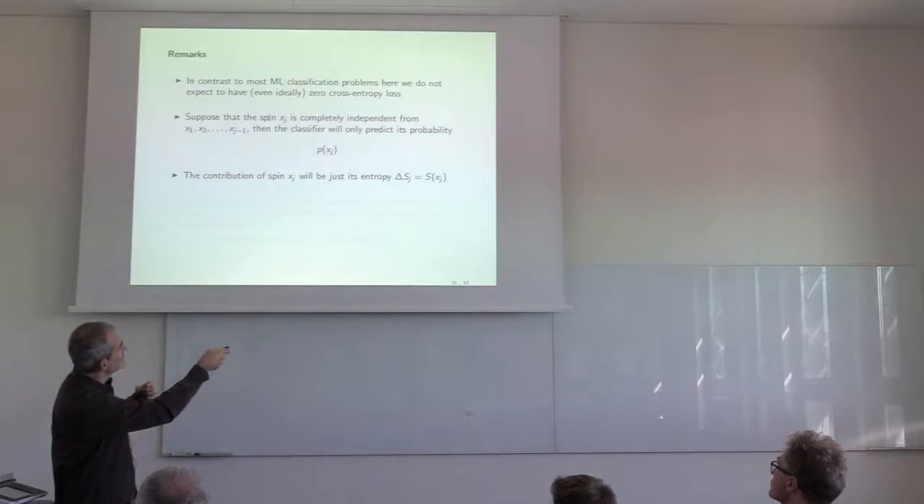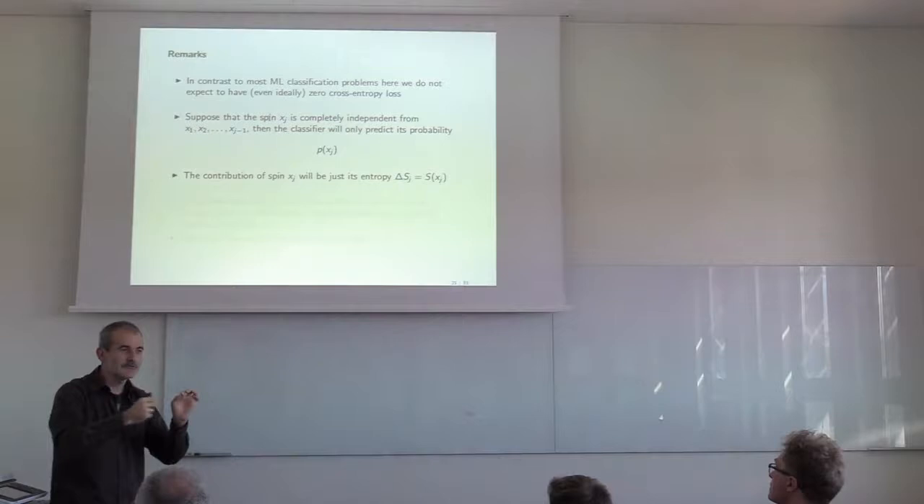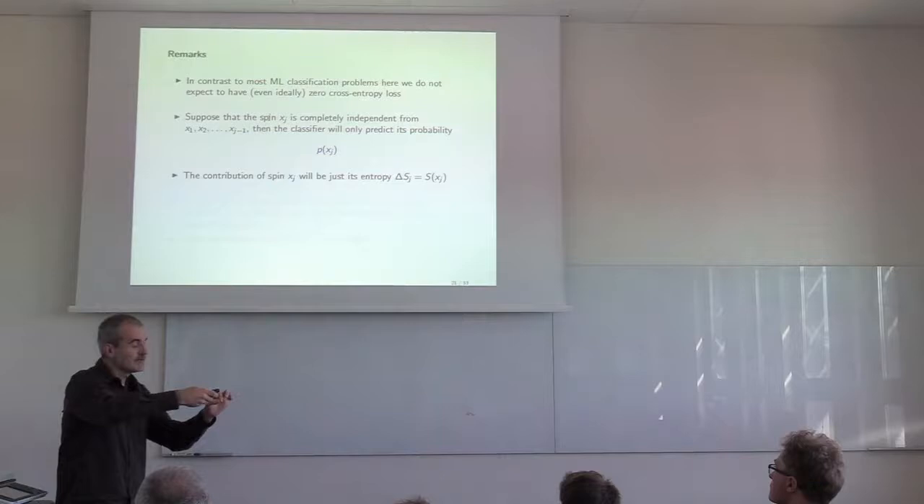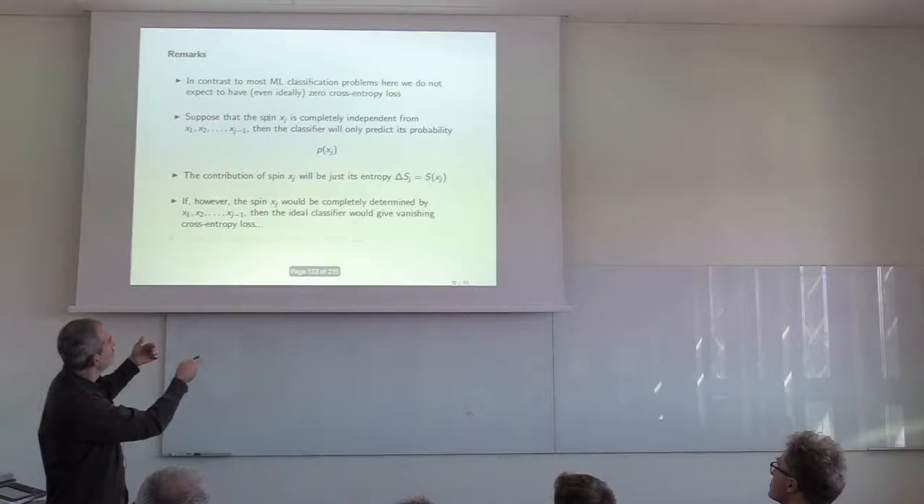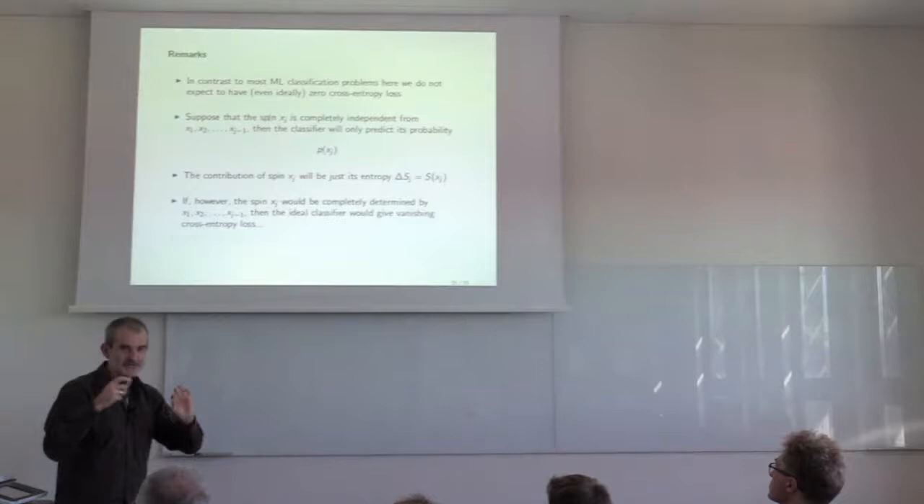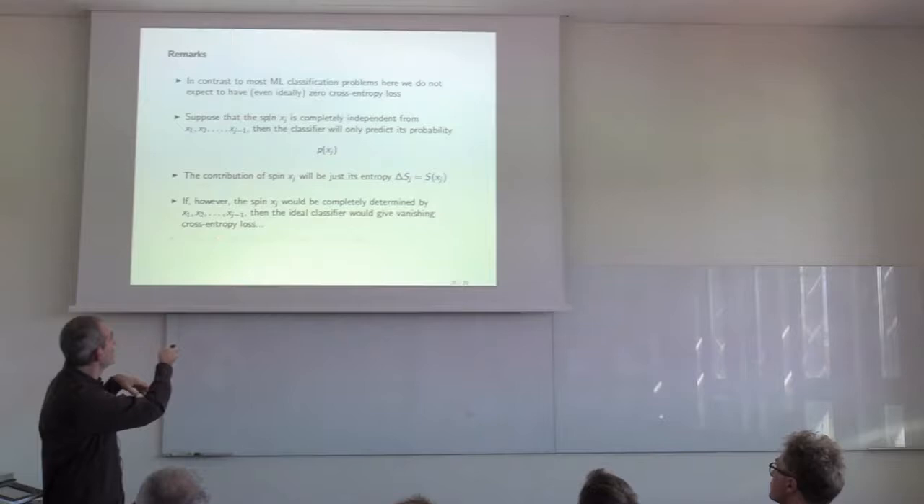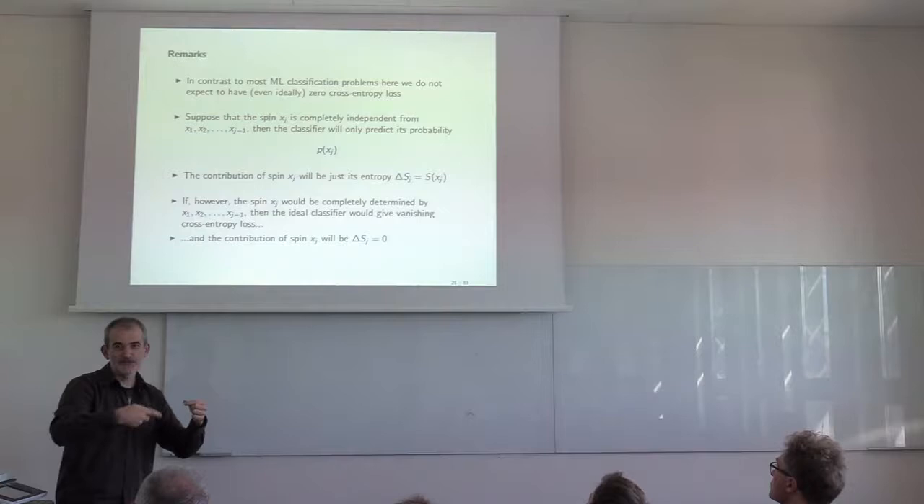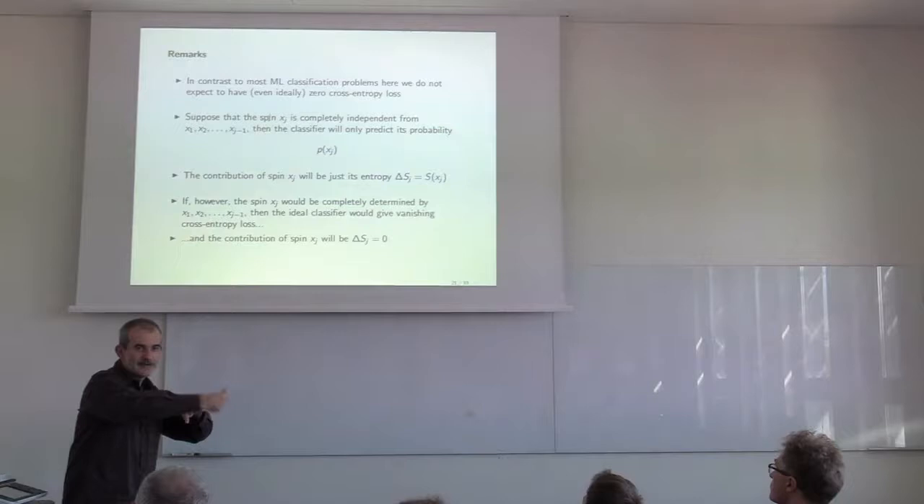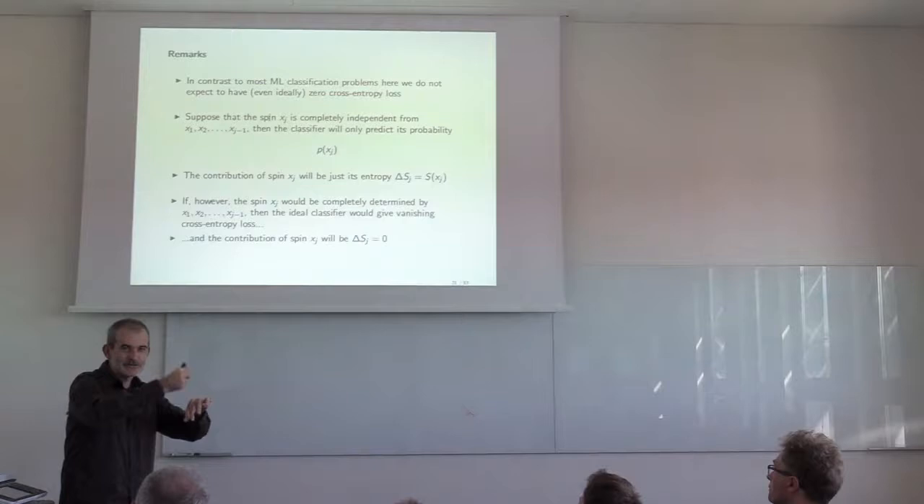So basically those cross entropy losses give the contribution of how much the total entropy will increase if we add an additional spin to the system. This is the situation where it will increase in the maximal way. On the other hand, if the spin were completely determined by the previous ones, so it could be evaluated with 100 percent precision, then of course the ideal classifier would have vanishing cross entropy loss, and it would not give a shift of the entropy. So this is the way that this estimate is built. We start from a spin, and then we add what we can predict, which is something simple, and we see what is the remaining variation. This is what the cross entropy losses give us.